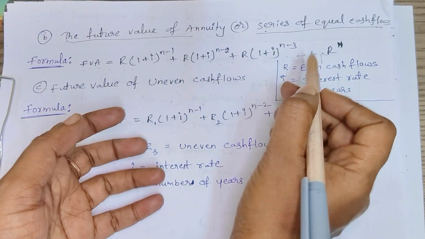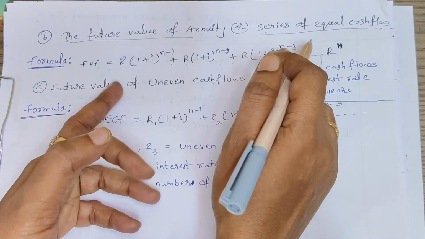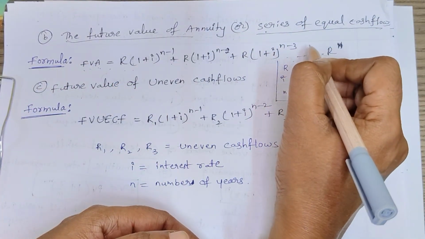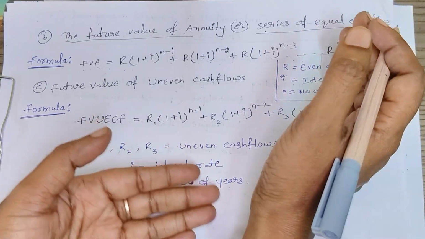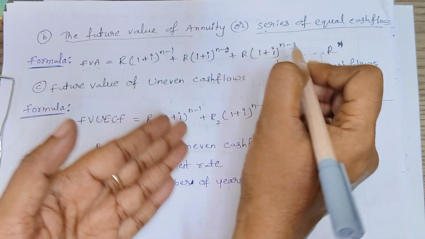So if you have 3 years, up to here we have the formula. If you have 4 years, add R into (1 plus I) to the power of N minus 4 also. So depending on the given number of years, our formula will be extended.